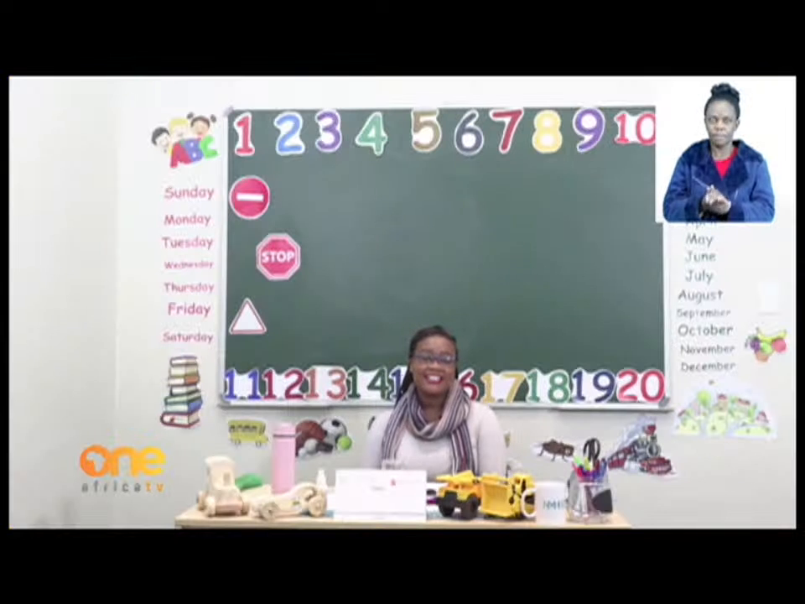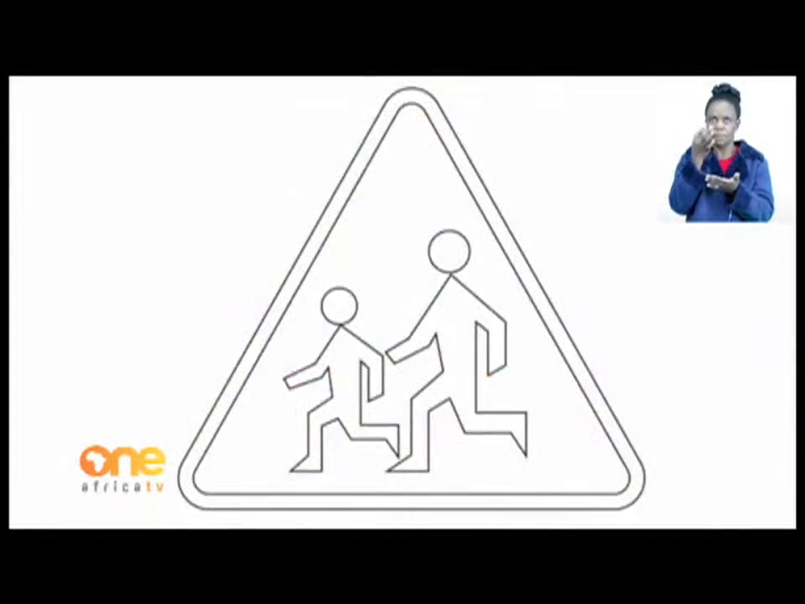Let's turn to page 19. On page 19, we can see our first road sign. On this road sign, we can see that there is something that looks like two people who are walking. This road sign is called a pedestrian sign.